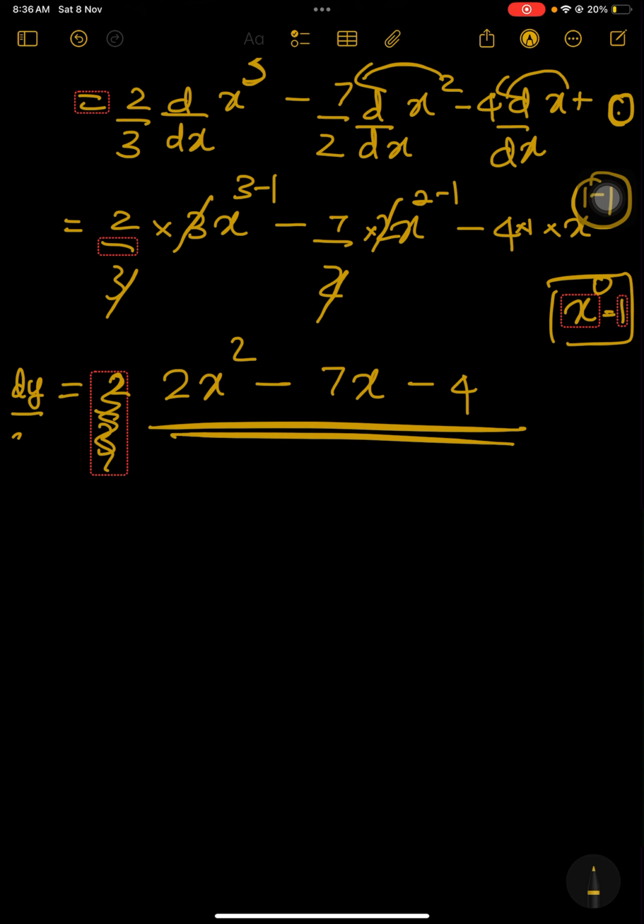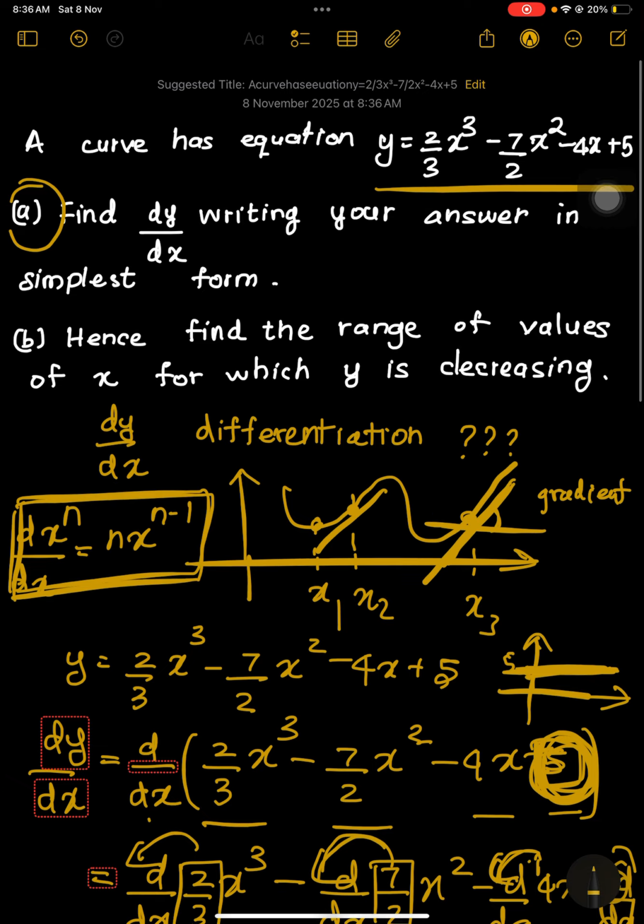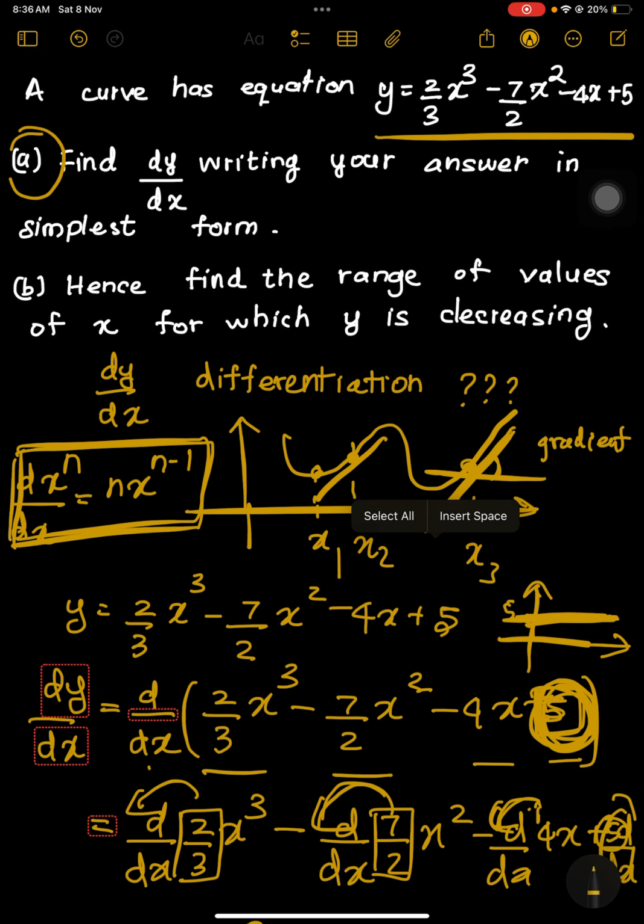So you have done the A part. Find dy over dx, writing your answer in simplest form. That is done. So let's move on to part B.